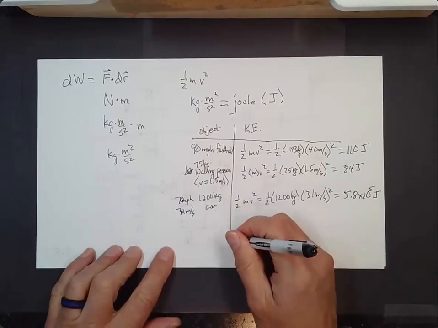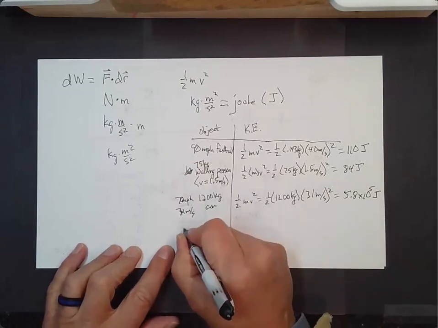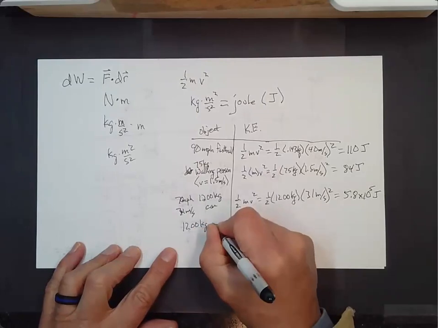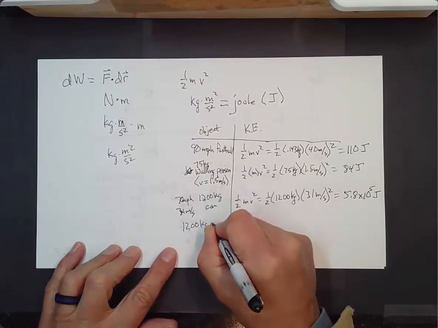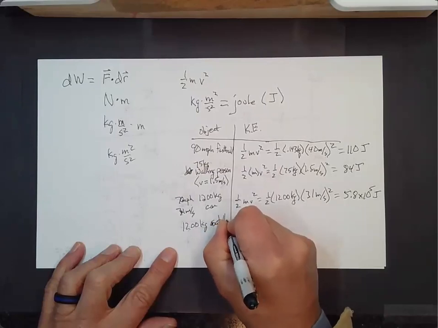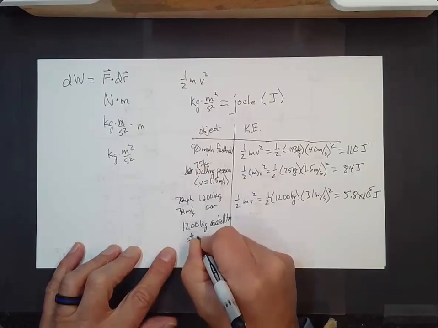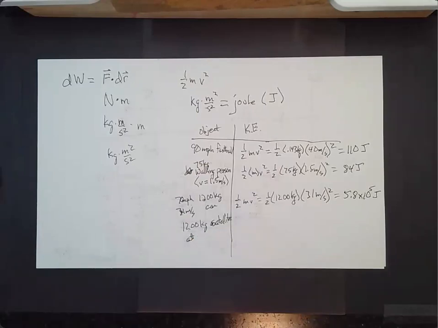Okay, last one we'll do here is a 1,200 kilogram satellite. Let's see. And in low Earth orbit, we need to do something to figure out the speed of it.